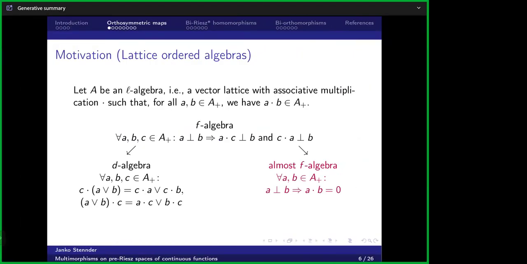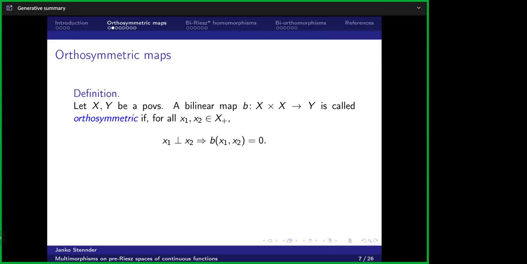Okay, let's begin with the first case. I want to start with the almost f-algebra case, and now we go from the lattices to trees. Okay, first we should define how it looks like, but it's exactly the same as the second case. Now we have some ordered vector spaces, and we have some bilinear map, and we call it also symmetric for positive elements. Disjointness implies that the bilinear map evaluated at those elements is 0.